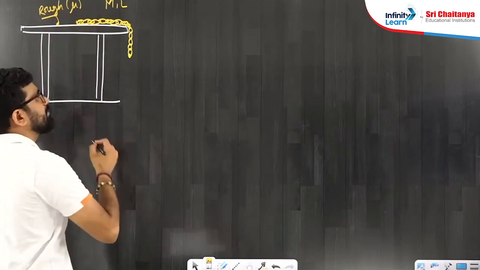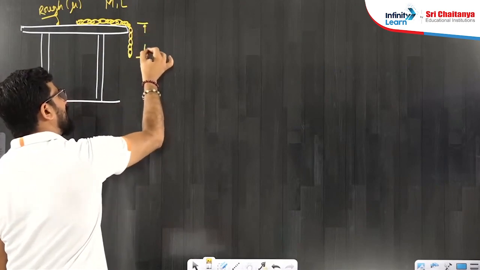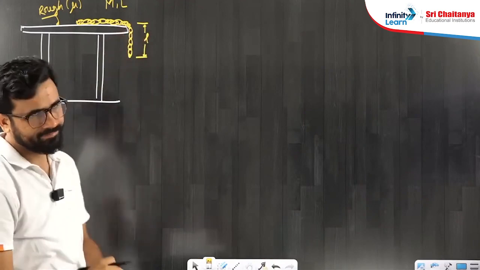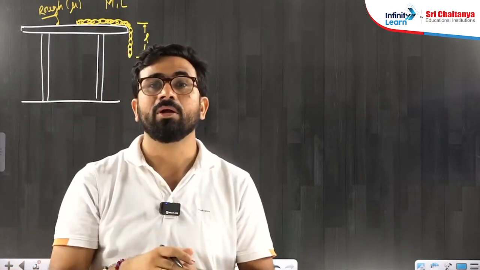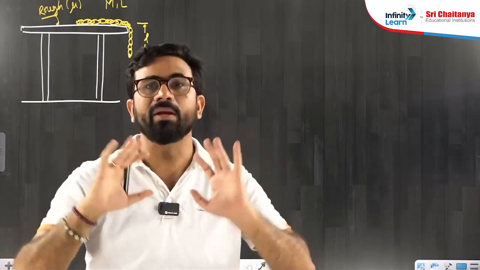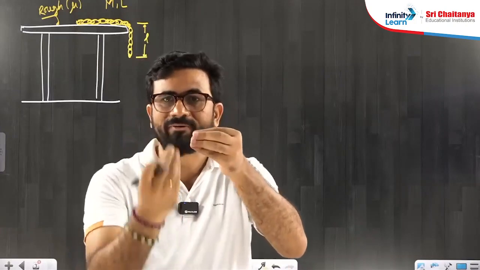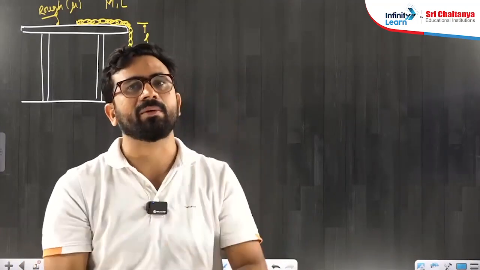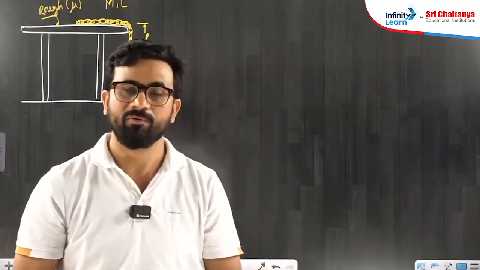Now the question is very simple. What maximum length of this chain can hang from this table so that the chain remains at rest and does not fall down? What maximum fraction of the total length of the chain can hang from this table so that the chain will not fall down? That is the question we have to solve now.